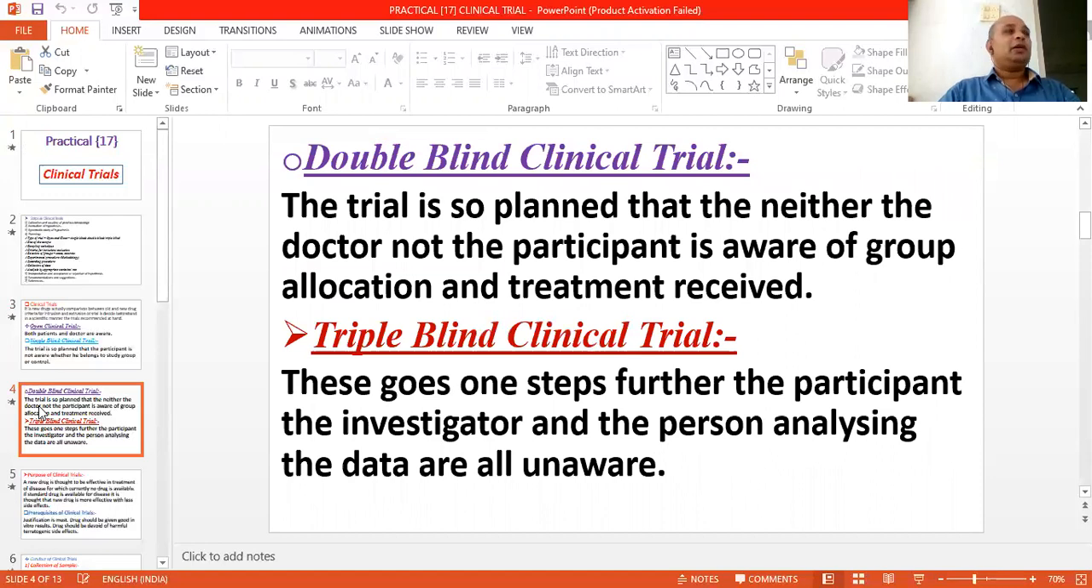Double blind clinical trial: the trial is so planned that neither the doctor nor the participant is aware of group allocation and treatment received. Triple blind clinical trial: this goes one step further. The participant, the investigator, and the person analyzing the data are all unaware.